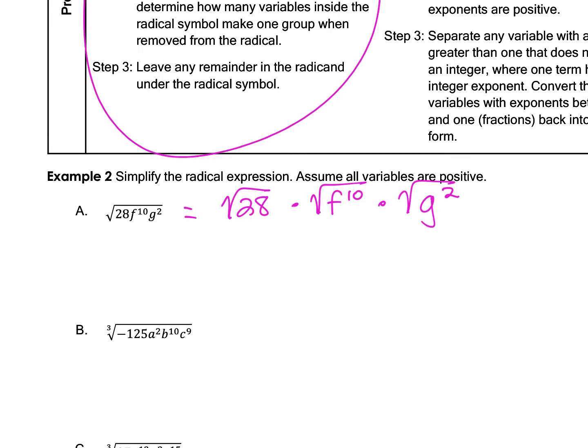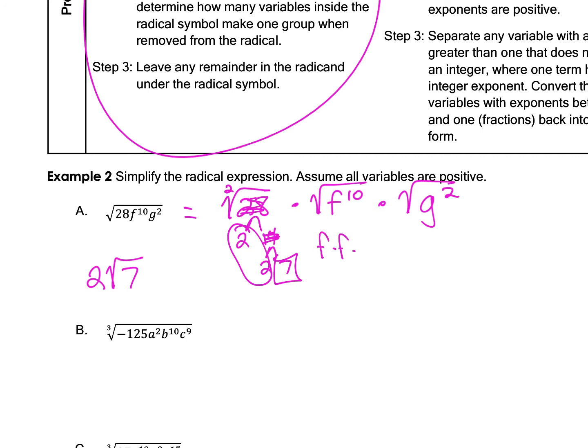So I'm first going to look at my number here. So I'm going to simplify like we were doing in the front. So 2 and 14, 2 and 7, and that's as far as we can go because those are prime. So it's a square root, so I'm going to group 2 of them. So that would be 2 square root of 7. And then f to the 10th. So that really means 10 f's.